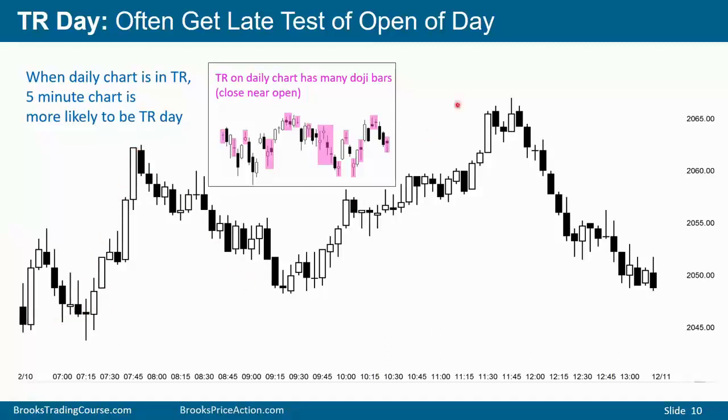This is a 5-minute chart. Strong leg up, but strong leg down. Strong leg up, strong leg down.